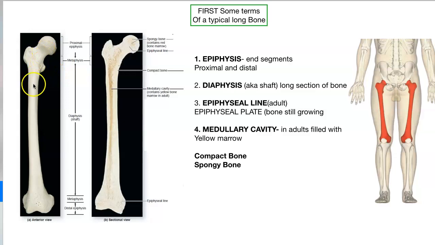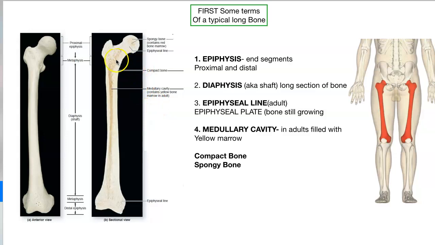In between the proximal and distal epiphysis will be this long part here called the diaphysis, aka the shaft. That's the long section of the bone. So these are all terms you have to know. So if you want to make little cards with all these index cards, that would be great. So make sure you can spell them too.